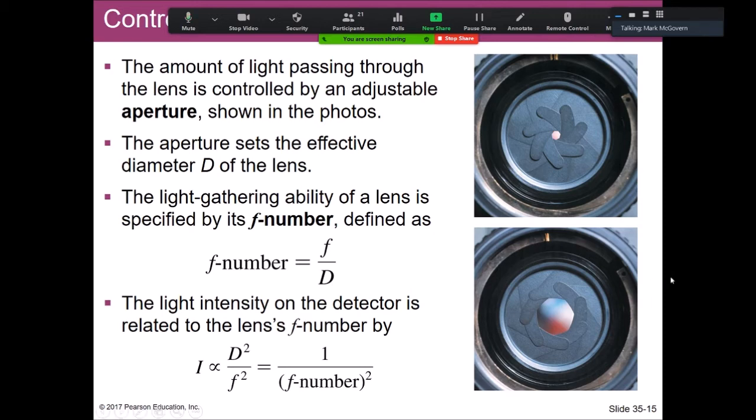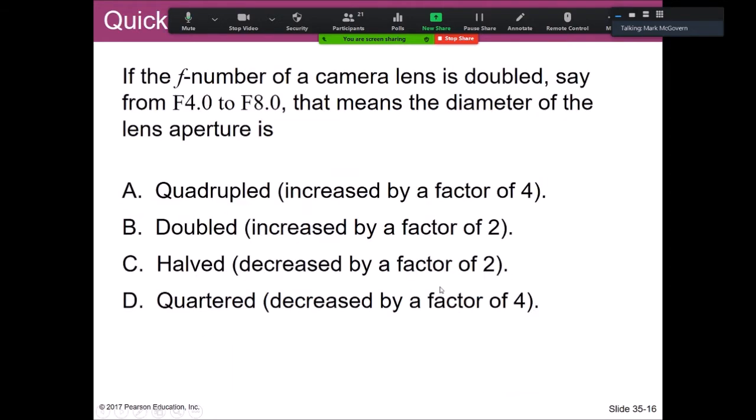In lower light conditions, you may want to open up your aperture more. Opening it up less makes things fainter, but then you have an issue with things moving and blurring in images. So there's always got to be a balance between what you're trying to see and how fast things move. So anyway, question for you with this. If the F number of a camera lens is doubled, say from f4 to f8, what's that mean about the diameter of the lens aperture? How much has it increased or decreased by, going from 4 to 8? Assuming, obviously, that our focal length is set.